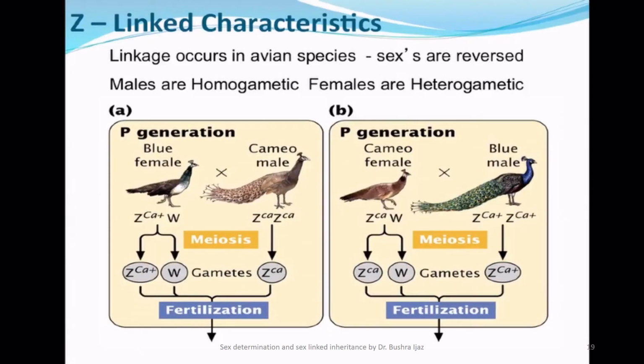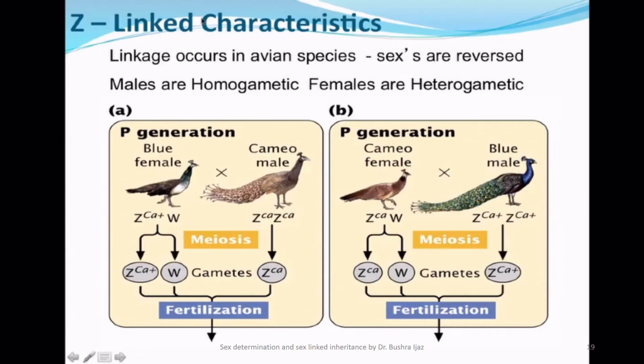ZW sex determination is a chromosomal determination system that we see in a lot of avian species. Just keep in mind that in avian species, the female and the male are actually switched from what we know in the human species. So the females are going to be heterozygous here, and the males are going to be homozygous.